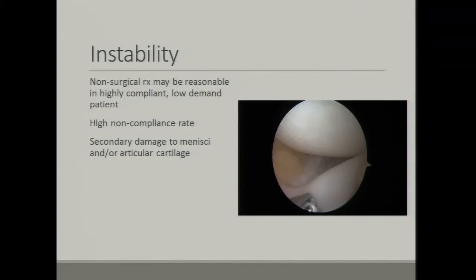So at least historically, non-surgical treatment was thought to be reasonable until closer to the time of growth plate closure in a few well-selected patients, so in the low-demand, highly compliant patient. But typically a kid who is doing something to tear his ACL will want to go back to that activity, whatever that activity was that caused them to tear their ACL. And this patient population is notoriously non-compliant with activity restrictions. So I think most people, and I certainly do, recommend surgical stabilization in most cases.